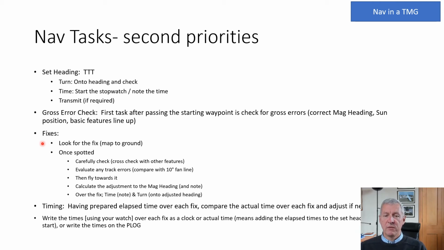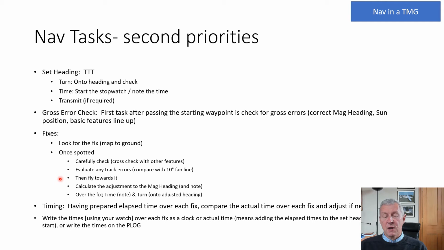So we've looked on the map for what we're looking for. We find those features on the ground. And once we've found them, we do a careful check, so cross-check with other features. We can evaluate if we're off track, and how far we're off track. And we've got a 10-degree fan line on the maps to help us do that.